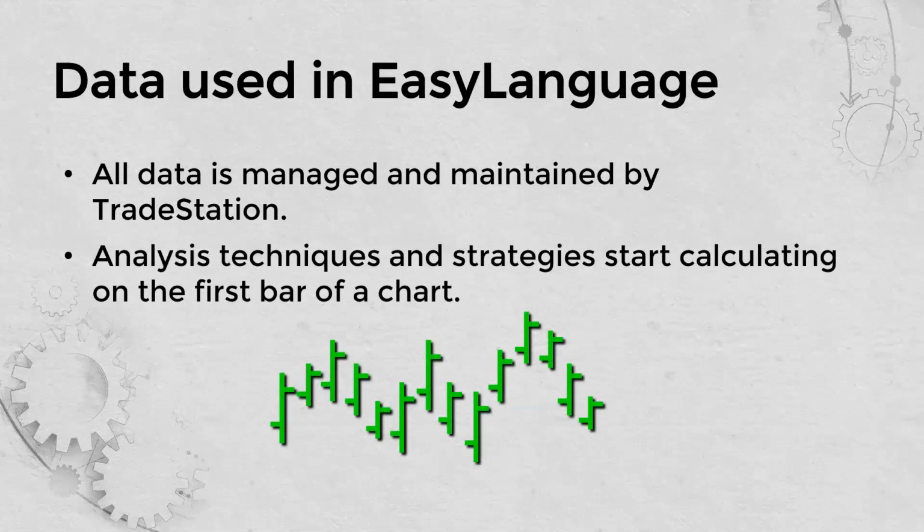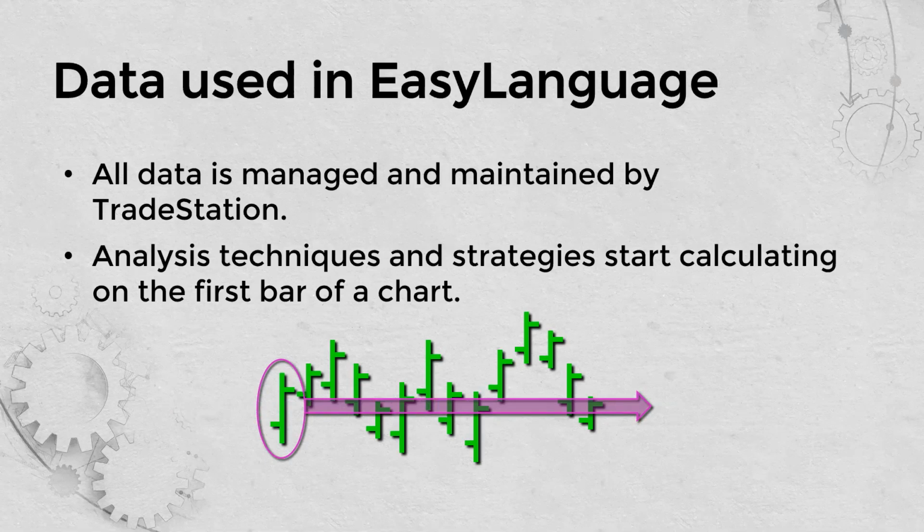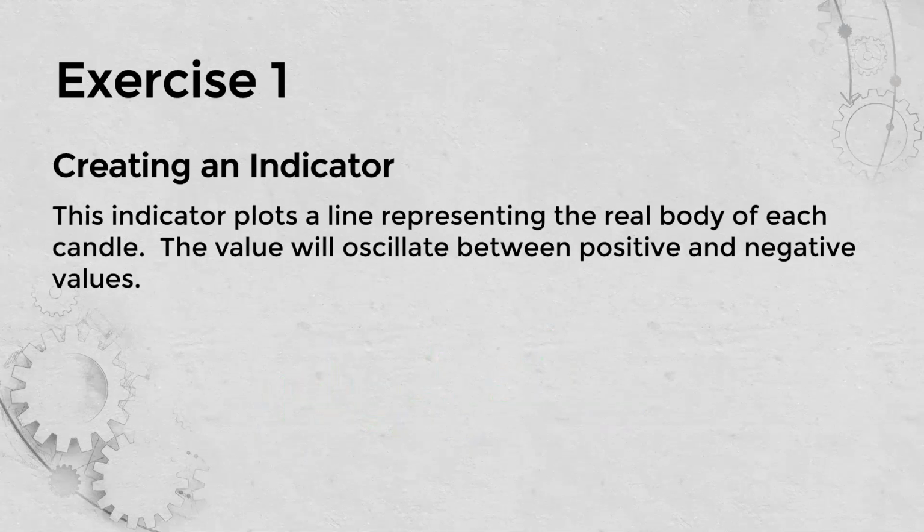One thing to keep in mind is that when you create any studies or any strategies, they will start calculating on the very first bar of the chart. So it goes historically, finds the very first bar, and then it's going to start calculating on each bar after that until it reaches the most current bar, where your analysis techniques and your strategies are going to calculate tick by tick.